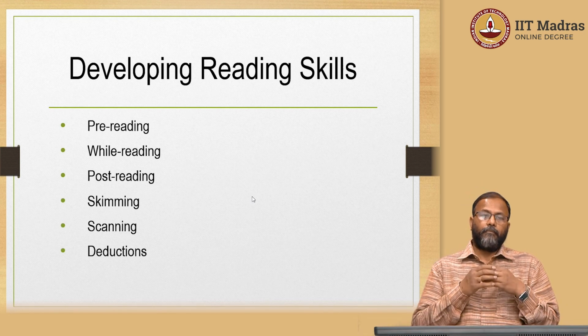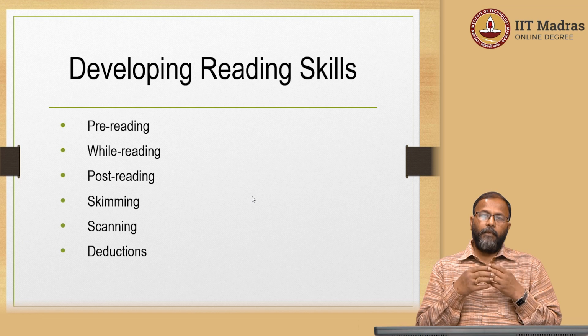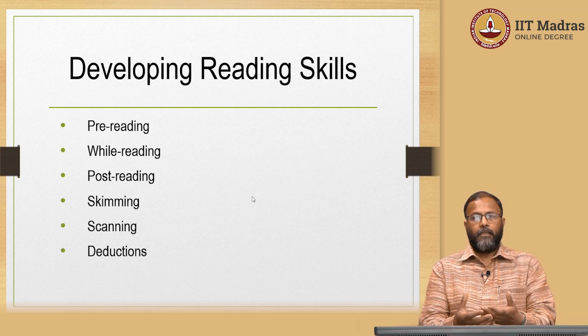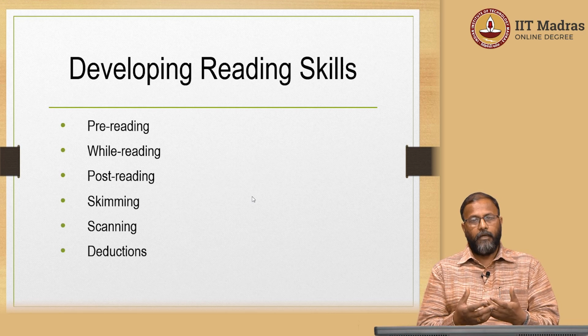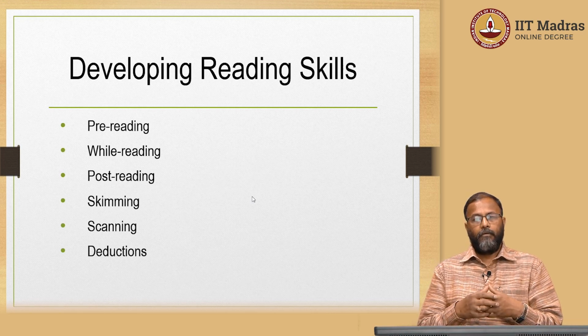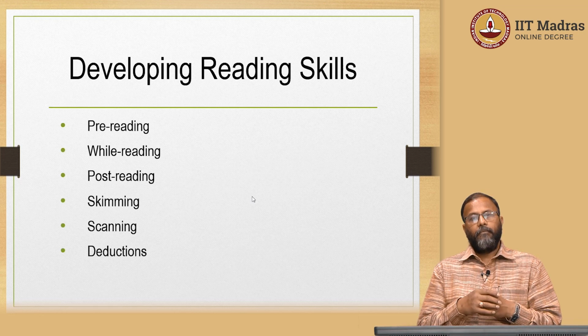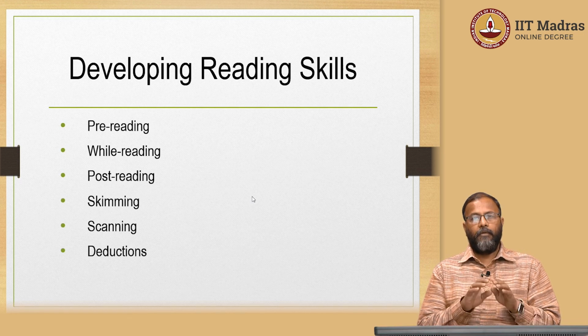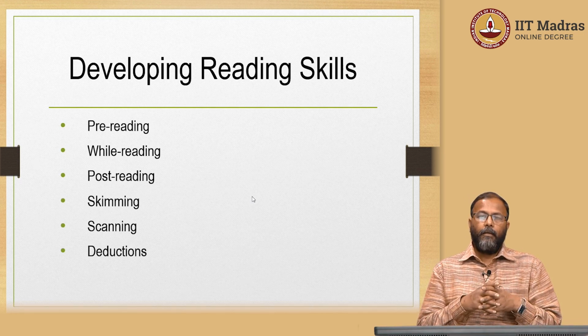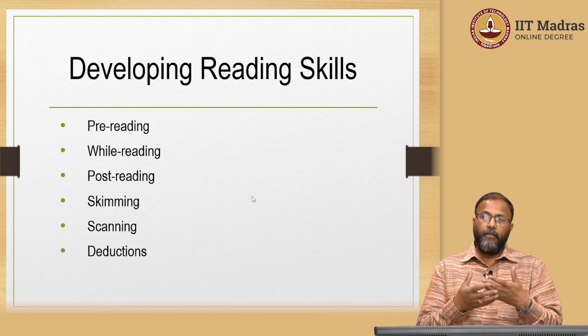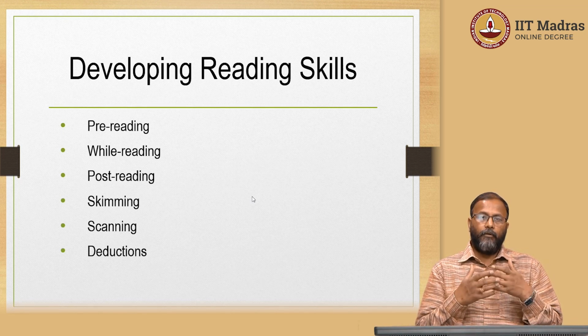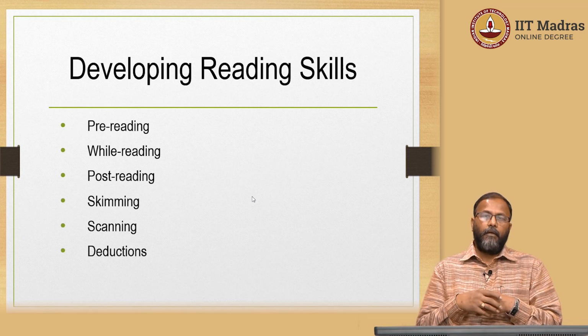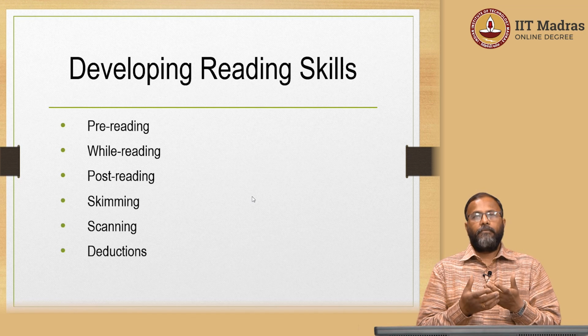Scanning refers to an anticipated, preconceived idea with which you approach the text, and you exactly identify the information you are looking for. Deduction refers to the overall deduction that you make after reading. So, in order to become a good communicator, you have to have a very wide range of reading. You have to have good speed of reading. You have to have this art of engaging with the text and making deductions out of it.